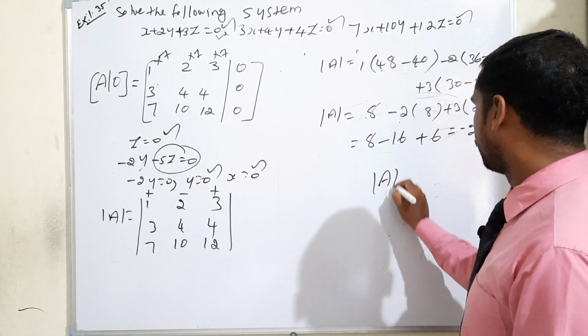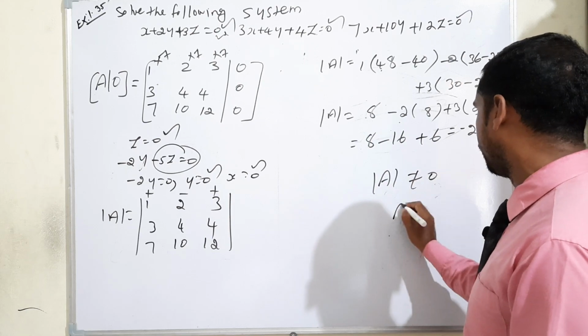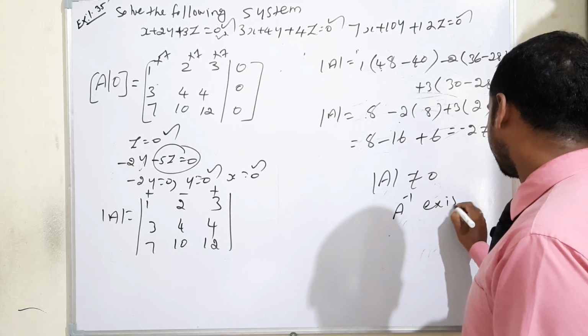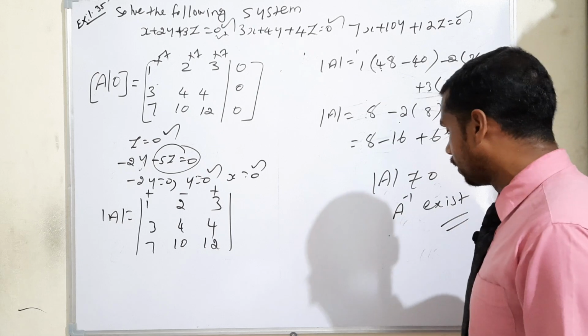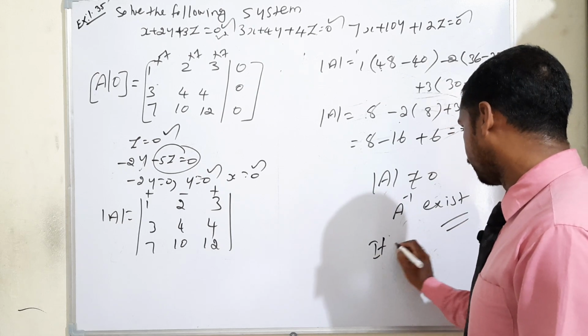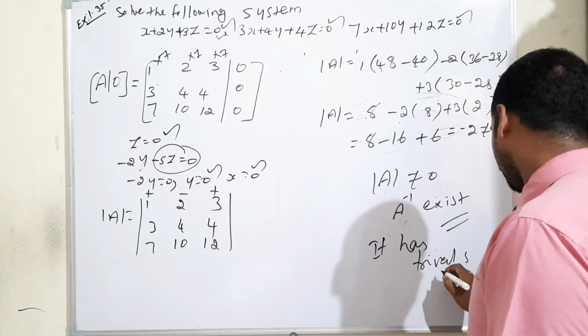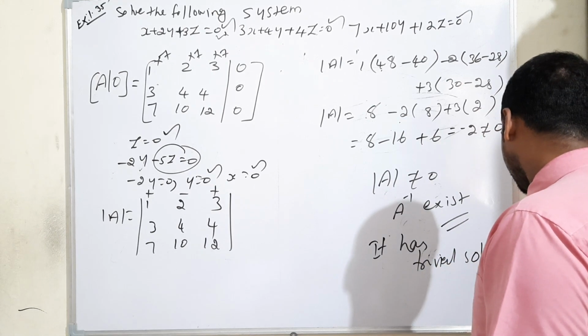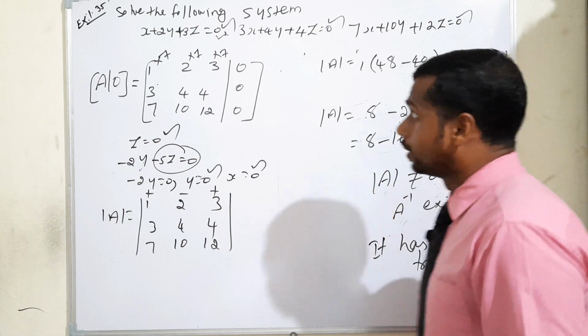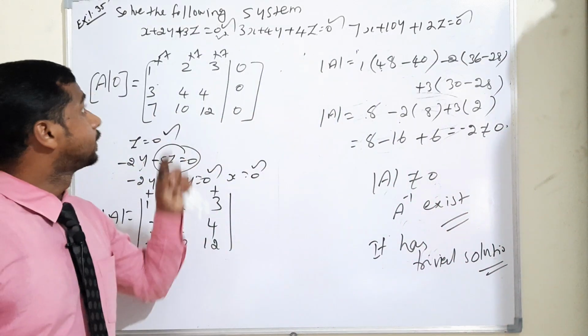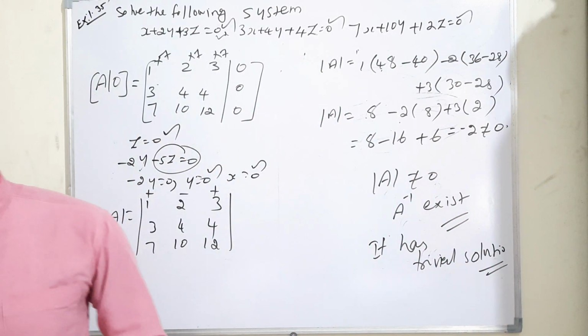So determinant A not equal to 0 means definitely A inverse exists, isn't it? The first condition, it is inverse means definitely we can say it has only the trivial solution. Okay, this is the final answer for example 1.35. I will continue with the next example.